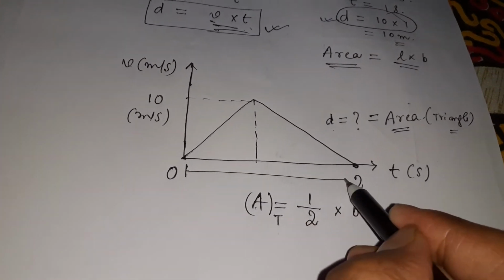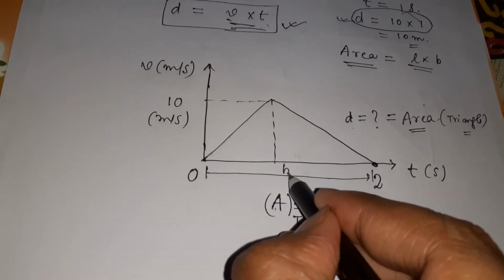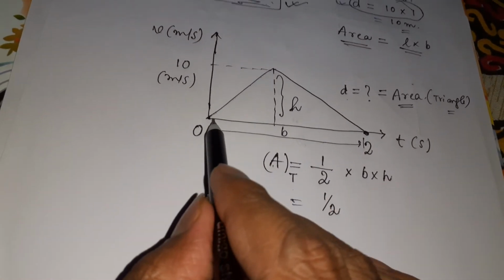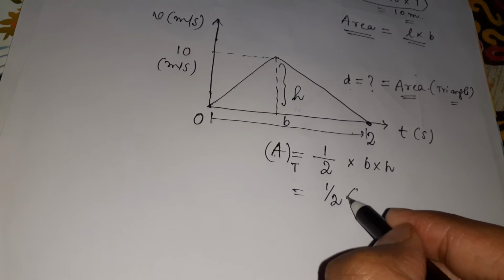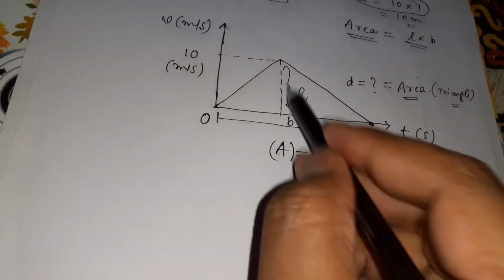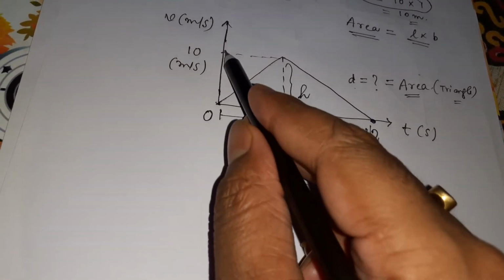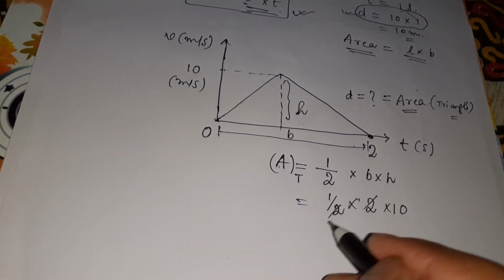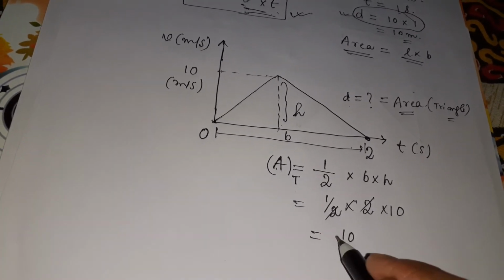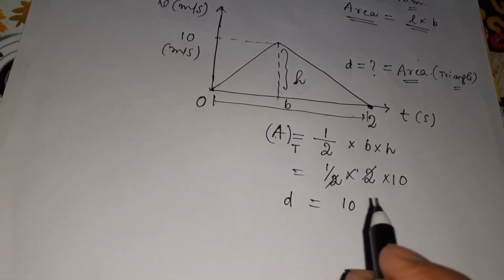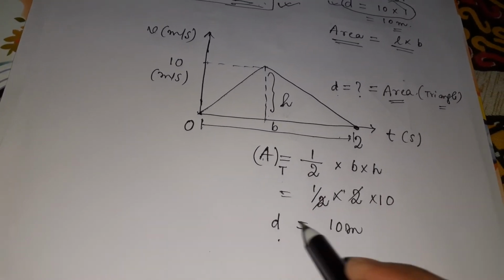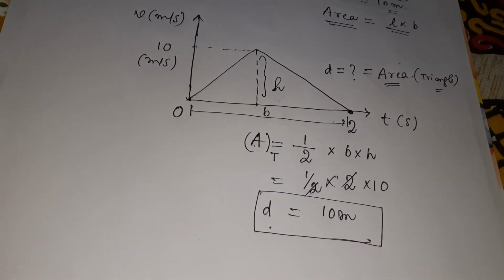This is the base, this is B, and this one is the height of the triangle. So what is the base here? How much base are we getting? Base we are getting here is 2, and height is 10. So if you calculate that, you will get 10. We have already concluded that the area of the enclosed figure will give you the displacement of the body. So definitely the displacement of the body is equal to 10 meters.